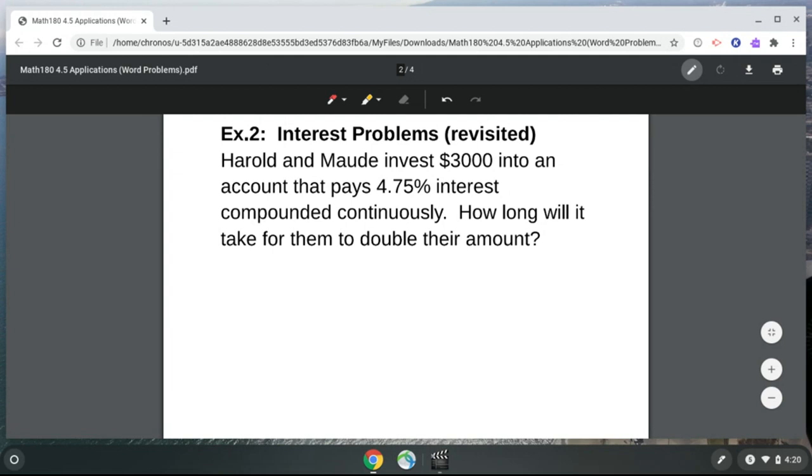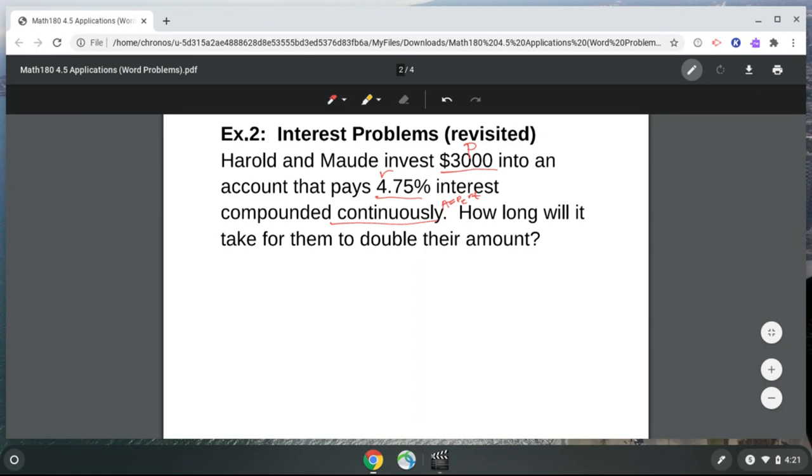Okay, so we have a lot of information here. Harold and Maude invest $3,000. So right here, this is going to be your principal amount into an account that pays 4.75% interest. So right here, this is going to be your r value. Compounded continuously. So continuously tells me I'm using which formula? The longer one or the short one? Because remember the interest problems, we had two formulas, a short one and a longer one. Okay, so when it's compounded continuously, we're using this one.